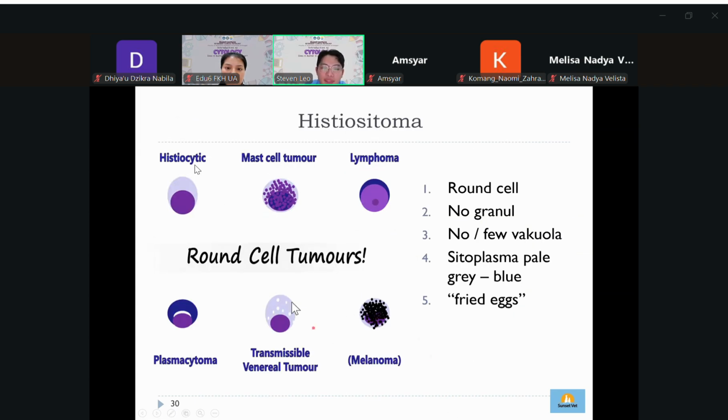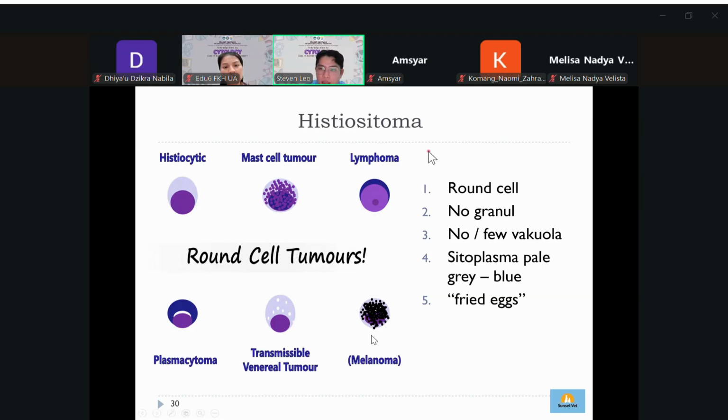If there are granules and if there are vacuoles, we need to think. If there is a vacuole in the cytoplasm like this one, we have to think about TVT. But if there are granules, I'm going to think about mast cell or melanoma, and I'm going to see what the color of the granule is. If it's purple, it must be mast cell. If it's black, it must be melanoma.